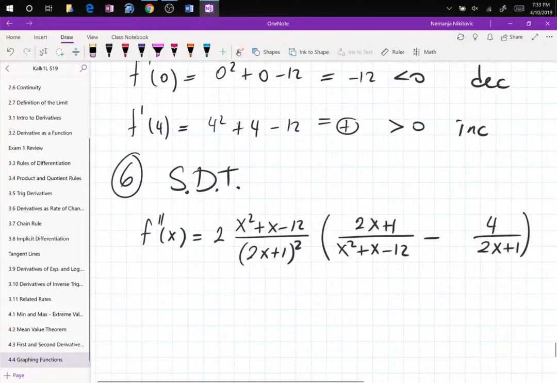This is the second derivative test equal to 0. So what I'm going to do is drop this 2 because that doesn't do anything. You divide both sides by 2 and it's just gone, because 0 divided by 2 is still 0.